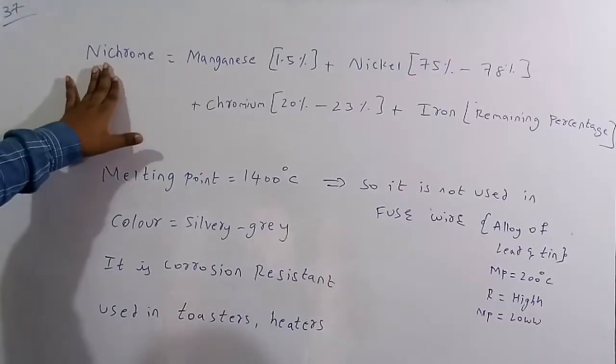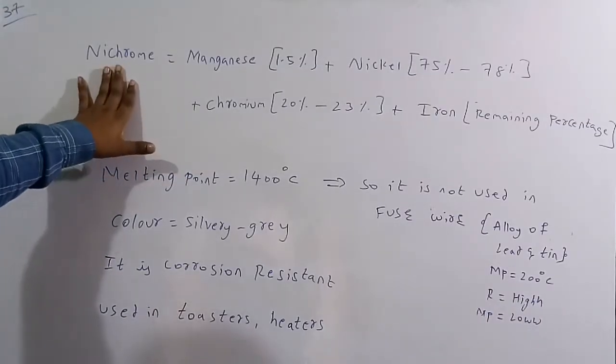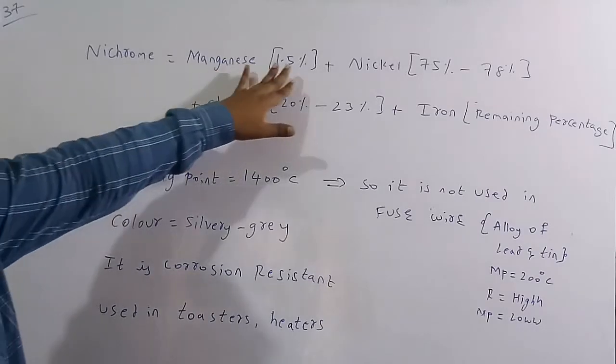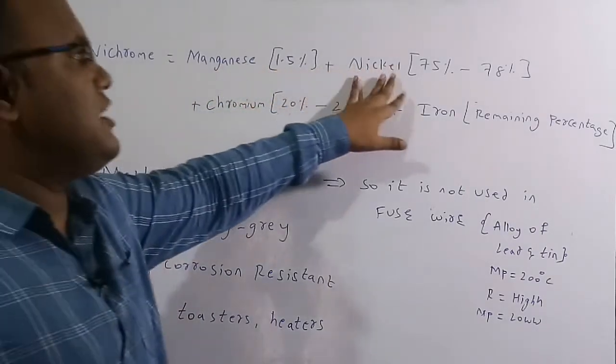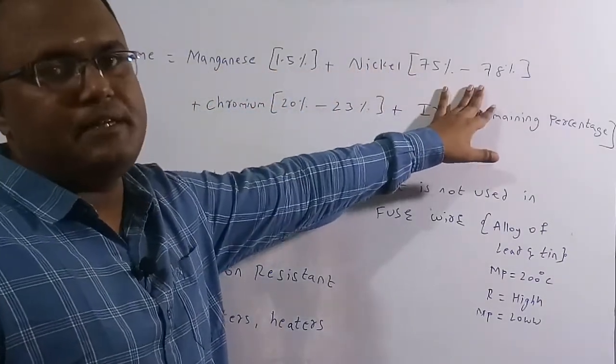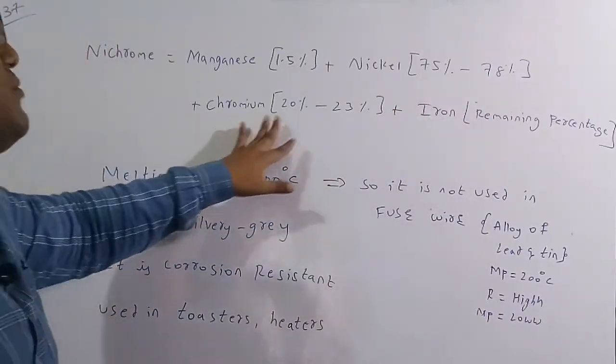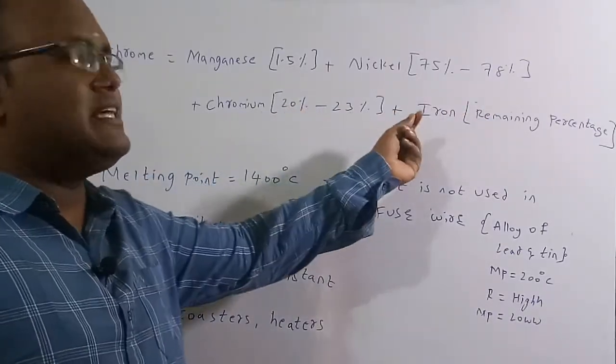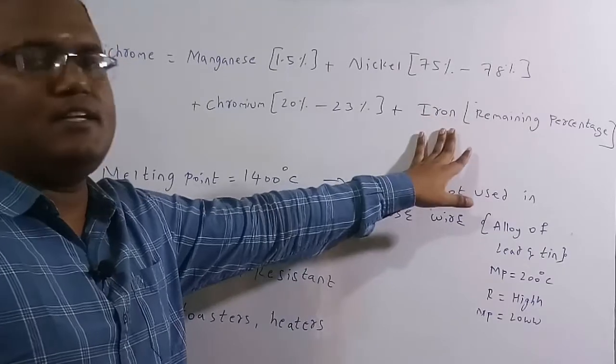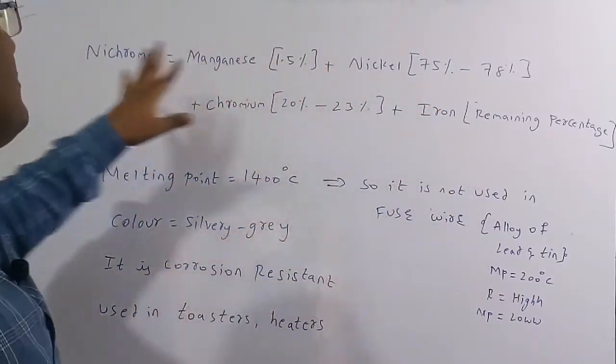Now we'll discuss something about the Nichrome wire. Nichrome wire basically consists of manganese around 1.5%, nickel around 75 to 78%, chromium from 20 to 23%, and the remaining percentage is iron. So this is all about the combination of the Nichrome.